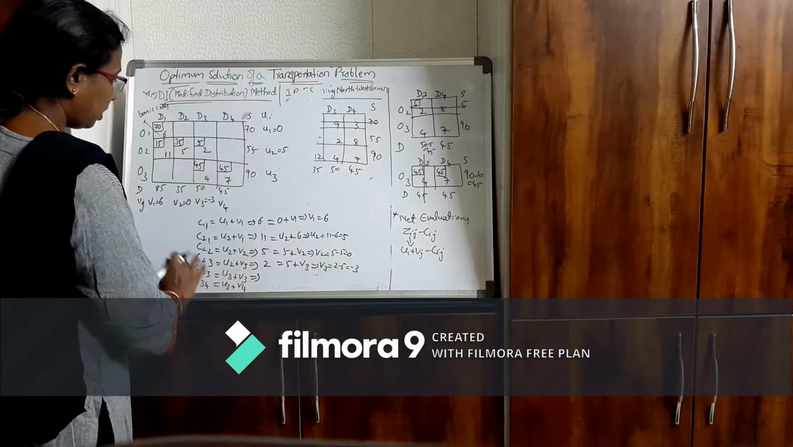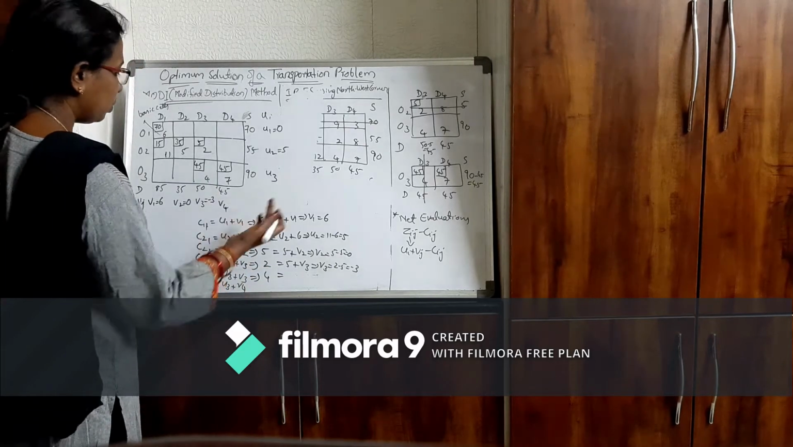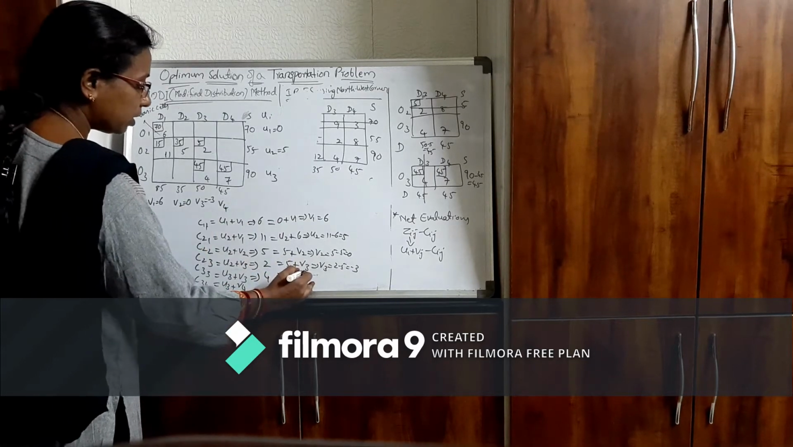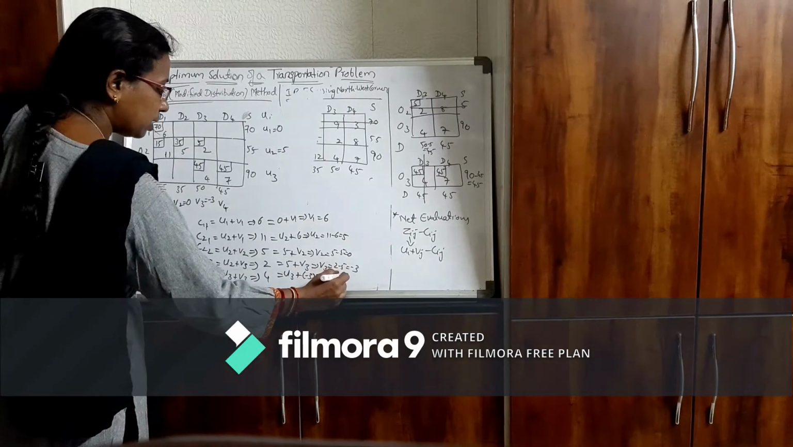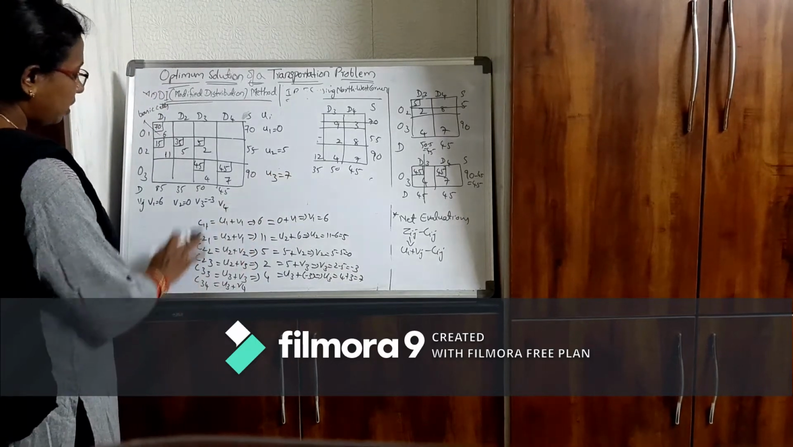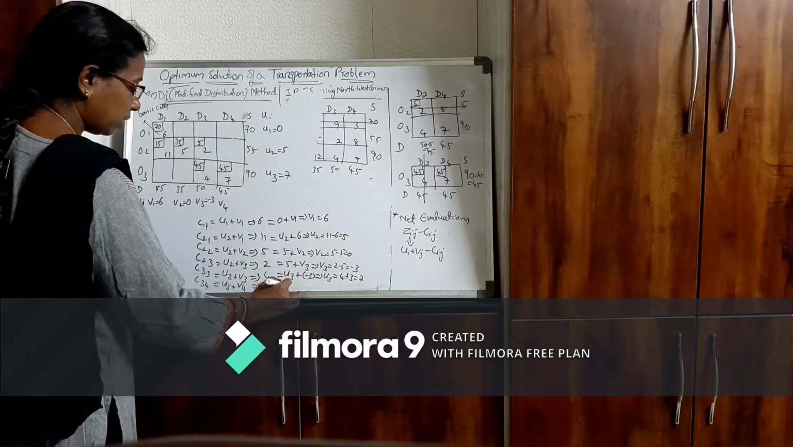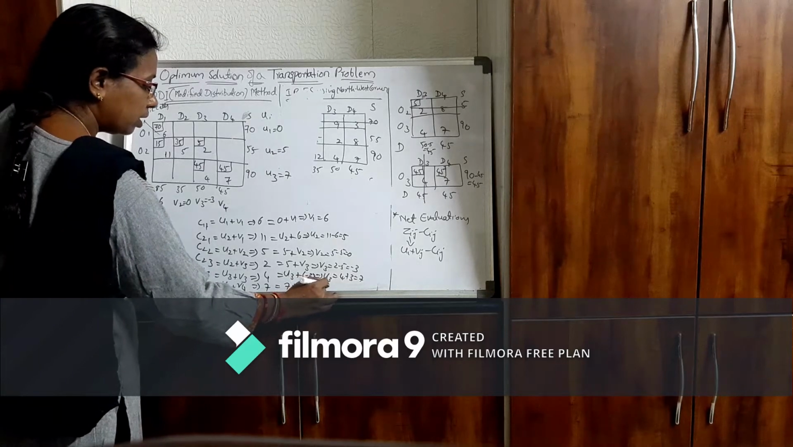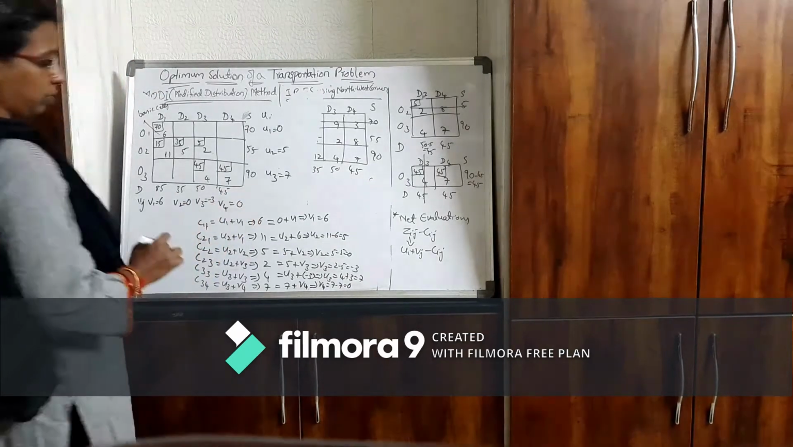Similarly, C33 is 4. So 4 is equal to U3, which we didn't get, so I will write U3 as it is, plus V3. V3 is how much? V3 is minus 3. So what will be U3? U3 will be 4 plus 3, which is equal to 7. So this is 7. C34 is 7. So 7 is equal to U3, which is 7, plus V4, which we don't know. So I will write it as it is. From this, V4 will be 7 minus 7, which is 0. So here V4 is 0.